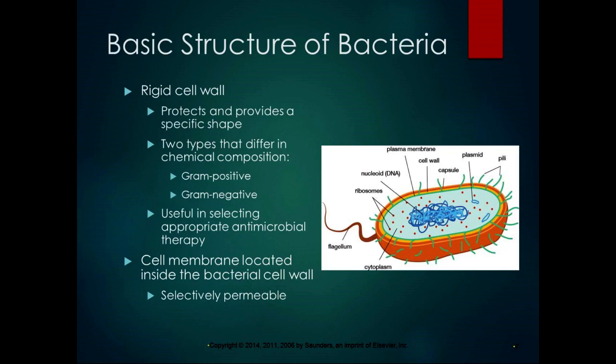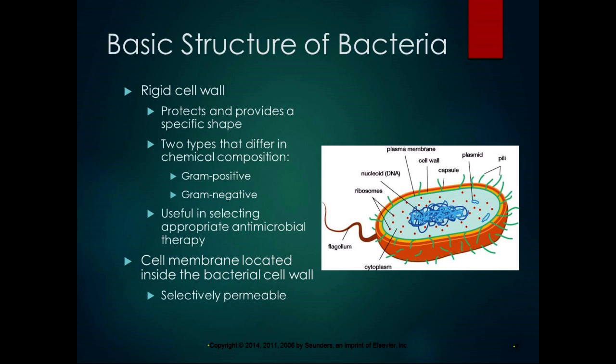The basic structure of a bacteria, regardless of its shape, is a rigid cell wall that protects and provides that specific shape. The cell wall is what determines the shape. There are two chemical types, and we call them gram-positive and gram-negative. That classification goes by whether or not you can stain them with a certain stain, and that is determined by the chemical composition of their cell wall.